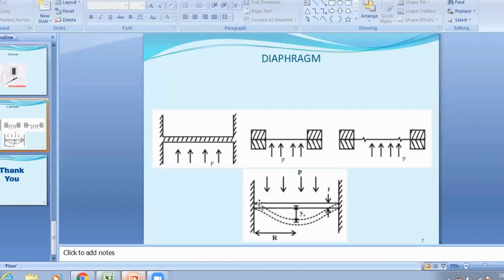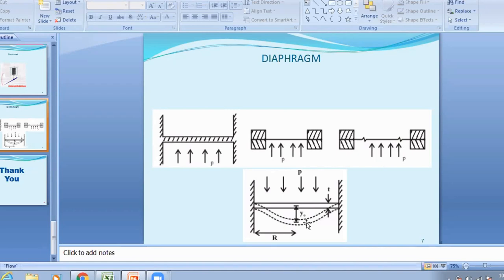So in this diaphragm, it is a thin plate that is attached with some linkage, a flange. Basically the diaphragm, this thin plate, is attached between two flanges.